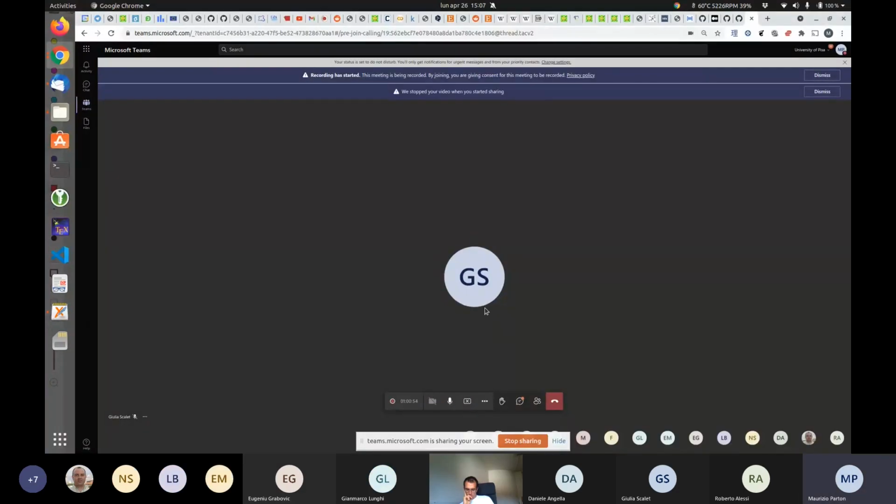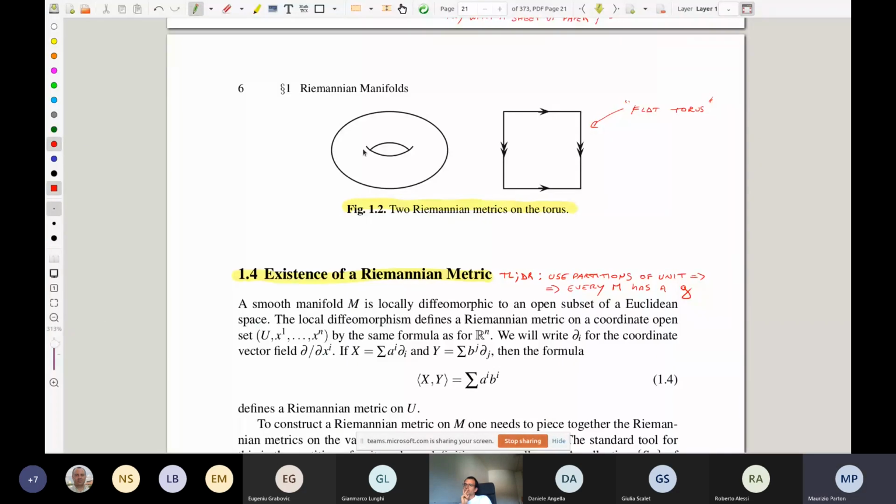And maybe with a piece of paper it is not clear, it is more clear this way. We can do this in this way. These arrows mean that you should identify the opposite sides in this direction. Okay? So from here, you obtain a torus from the differential geometry point of view.